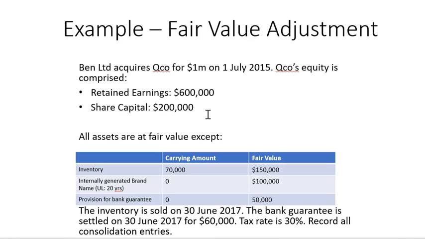Okay, so Ben Limited acquires QCO for $1 million on 1 July 2015. QCO's equity is comprised of retained earnings $600,000 and share capital $200,000. All assets are at fair value except for inventory, internally generated brand name, and provision for bank guarantees. So the inventory is sold on 30 June 2017. The bank guarantee settled on 30 June 2017 for $60,000. Tax rate is 30%. Record all consolidation entries.